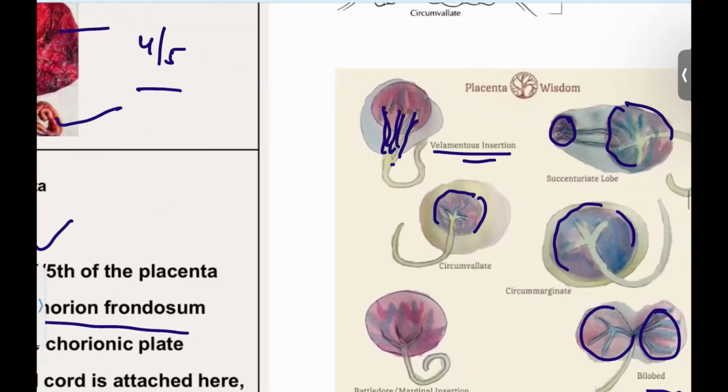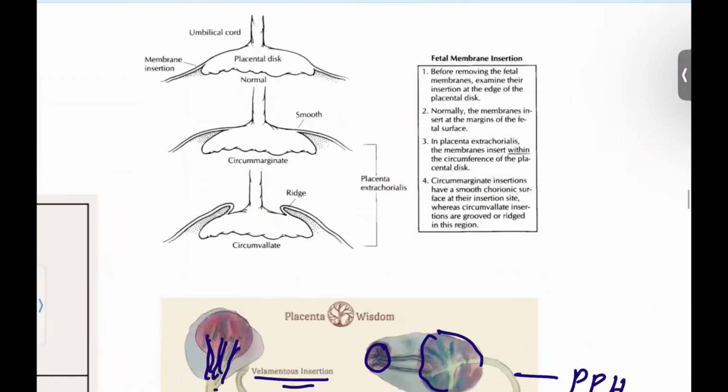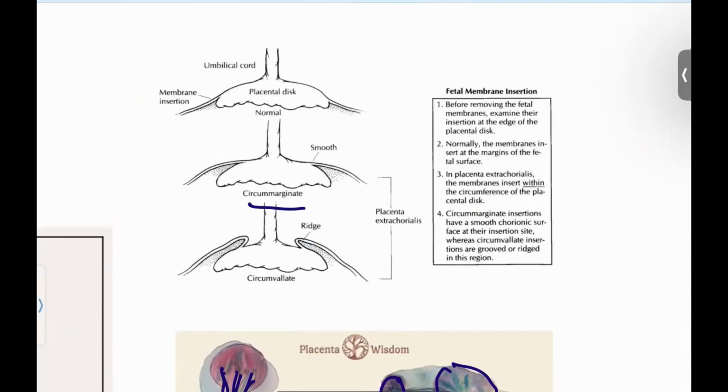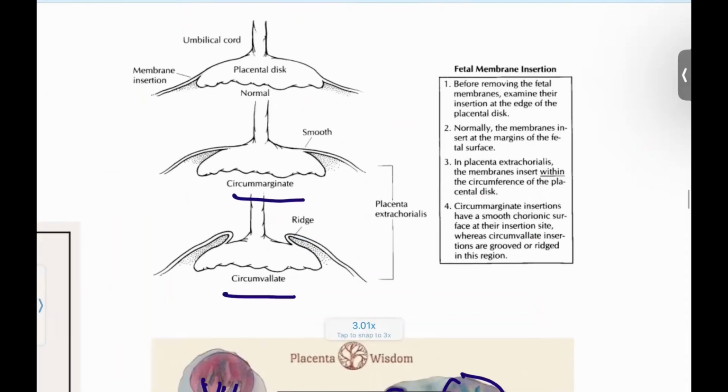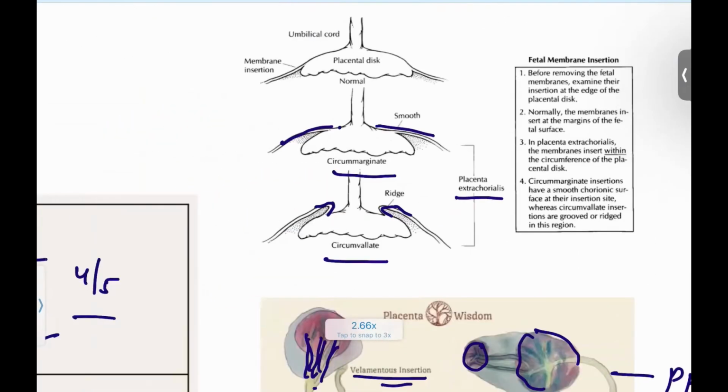This is also a high risk for the patient and for fetal bradycardia. And battledore is an edge insertion. The cord should be in the middle, but here you can see the marginal insertion of the umbilical cord into the placenta. Here you can see the difference between circummarginate and circumvallate. Circummarginate will have a smooth surface only, but circumvallate will have an extra edge. While the placenta is delivering, there is a high possibility of risk, and bleeding will be seen in this patient. Okay, these are the placenta types.